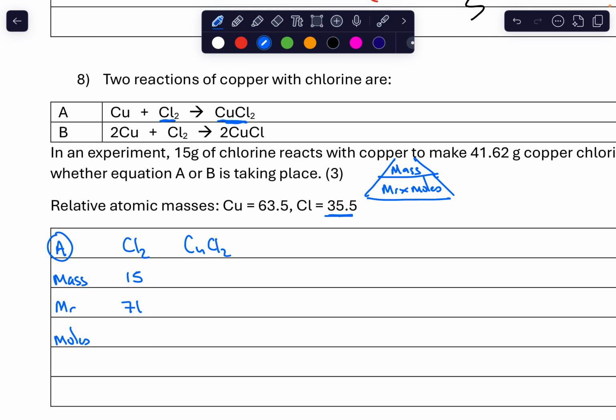I then need to work out the moles. So according to my triangle, the moles is the mass divided by MR. So it's mass divided by this. So it's 15 divided by 71.